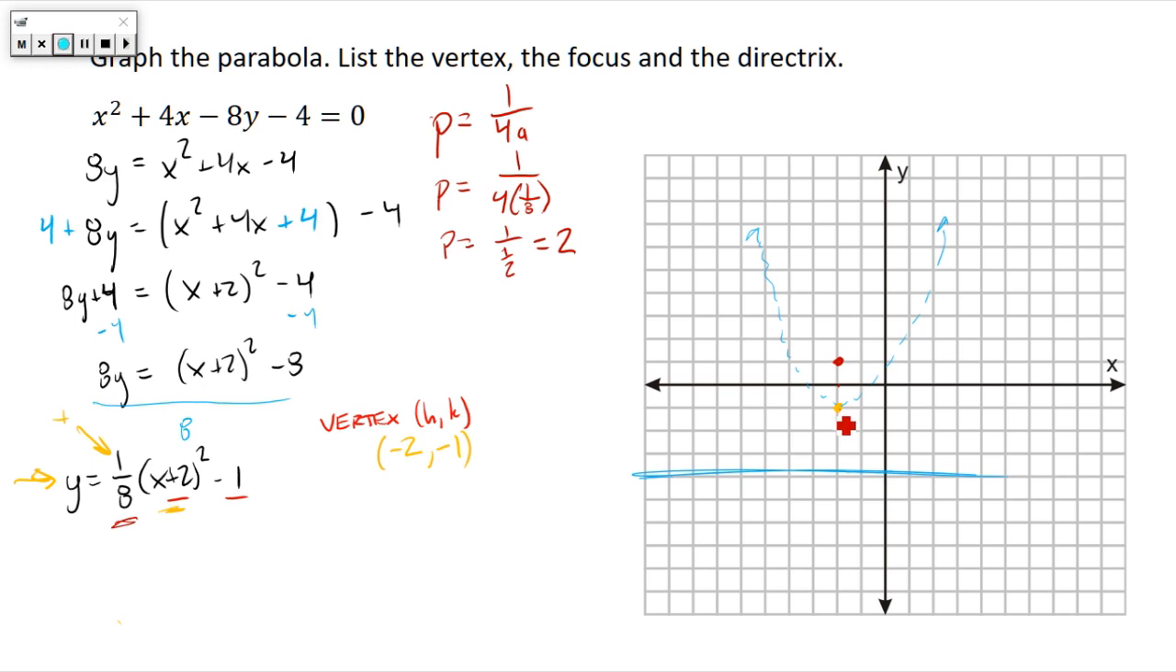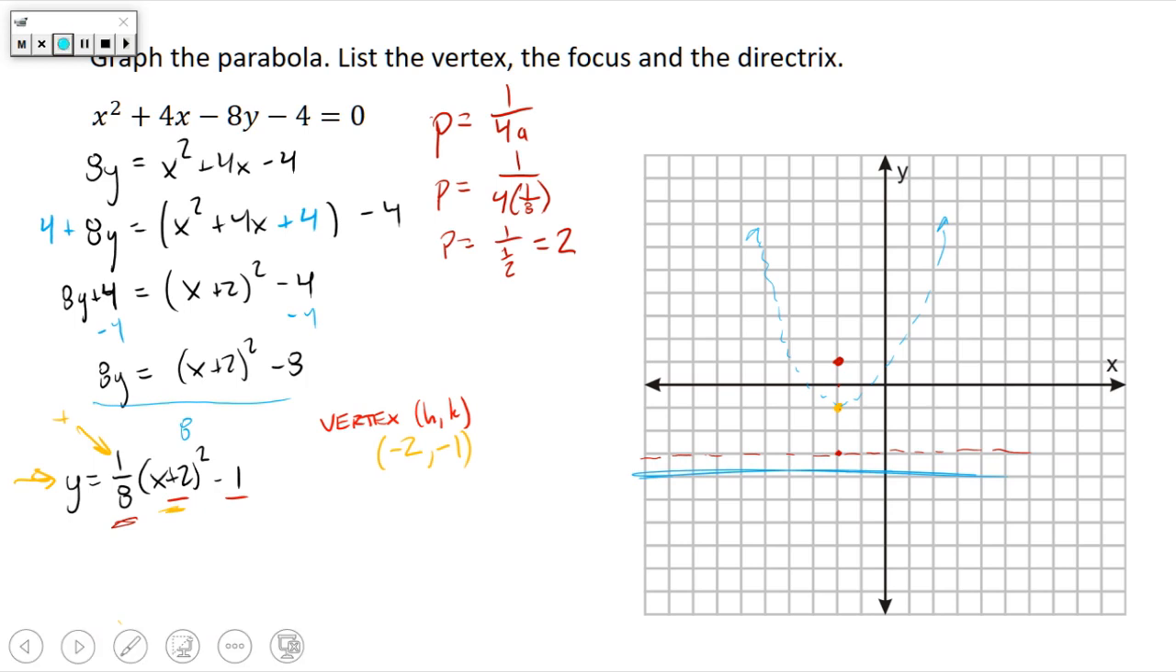Okay, so we know the coordinates of the vertex is -2, -1. And we also know since we go 2 up to get to the focus, we would go 2 down to get to the directrix line. So we would draw the directrix line in here at what would be y equals -3.